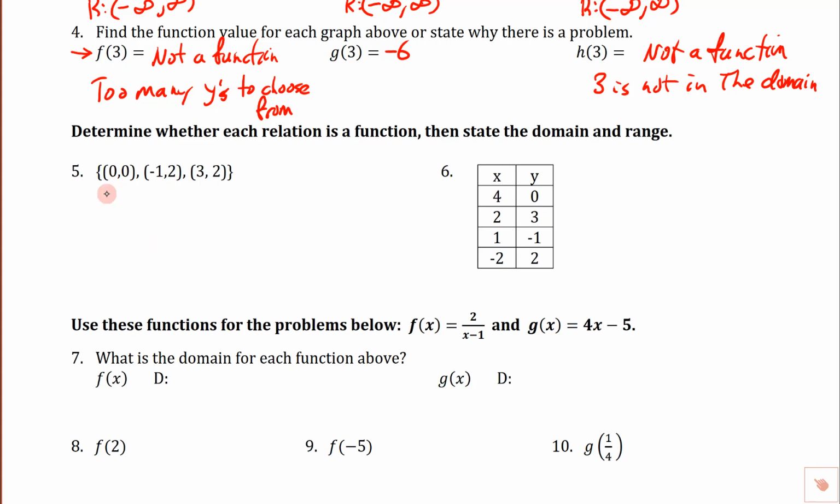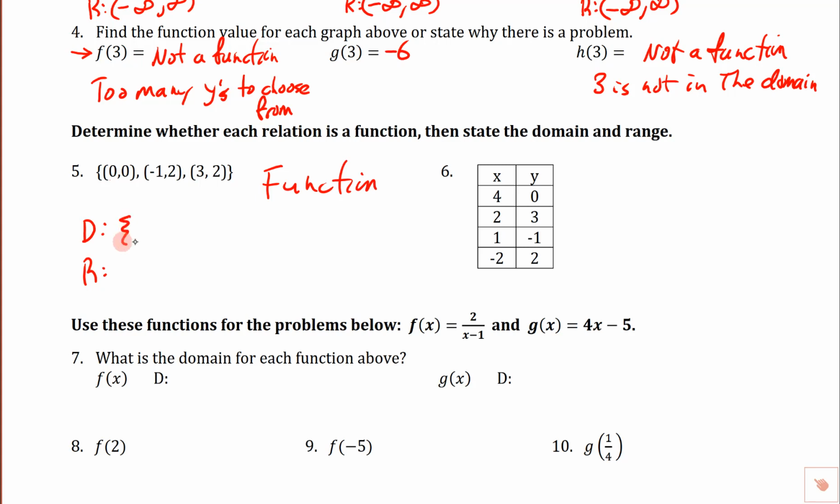Now remember, a function means that each x can correspond with only one y. So one way we can go through and check this is, are all of these x's different? If they're all different, then we know we've got a function. So we've got a 0 and a -1 and a 3. So this one is a function. So we'll put function right here. And then we'll write down the domain, and then we'll write down what the range is. Let me make that look like a D there.